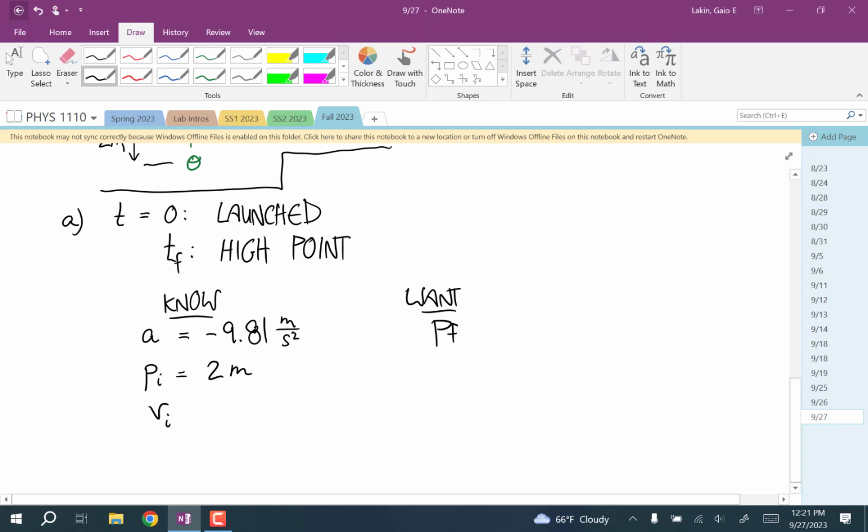The initial velocity is 20 meters per second. That's given to us in the problem as a speed and then a direction. It's launched up. And up is positive the way I chose it, so that's why this is positive 20. And then finally, the one that we knew we were going to use eventually, v final is equal to 0.